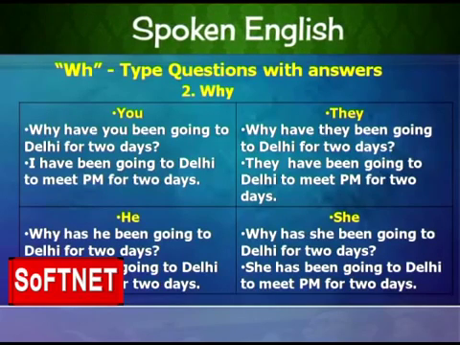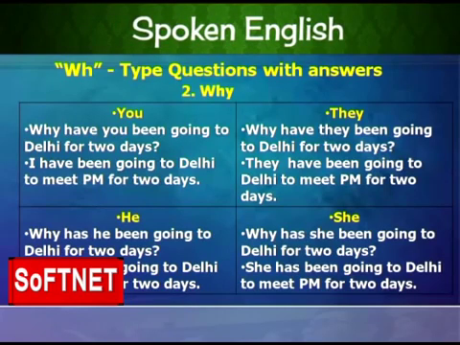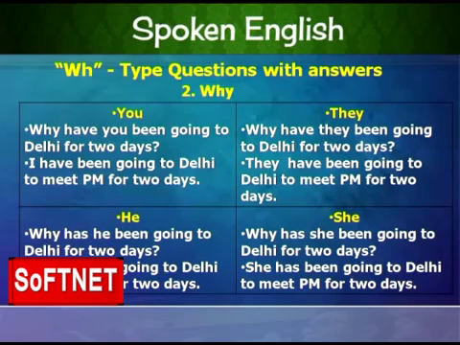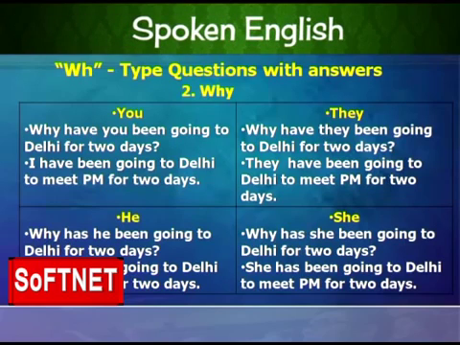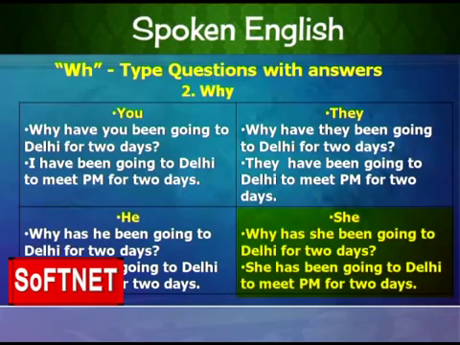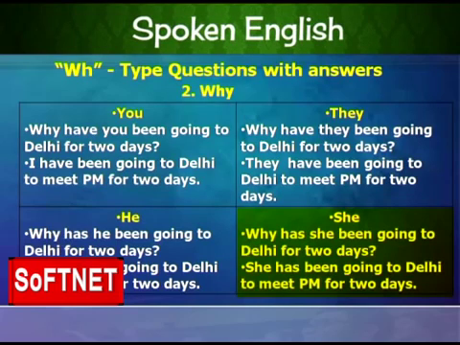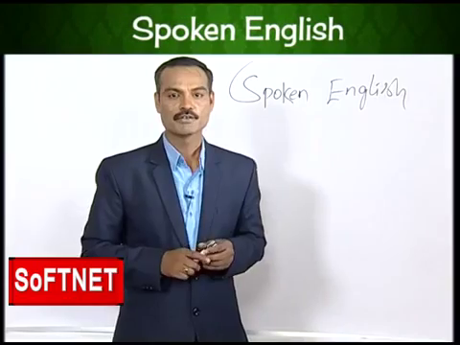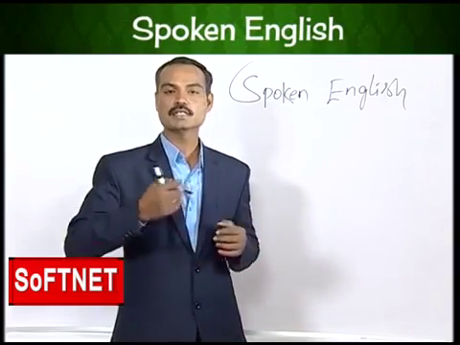Next, they. Why have they been going to Delhi for 2 days? The answer is, they have been going to Delhi to meet the PM for 2 days. Next, why has he been going to Delhi for 2 days? The answer is, he has been going to Delhi to meet the PM for 2 days. Next, the last subject is what? She. Why has she been going to Delhi for 2 days? The answer is, she has been going to Delhi to meet the PM for 2 days. Friends, in this table we have used going only, okay? Shall we see the next table?